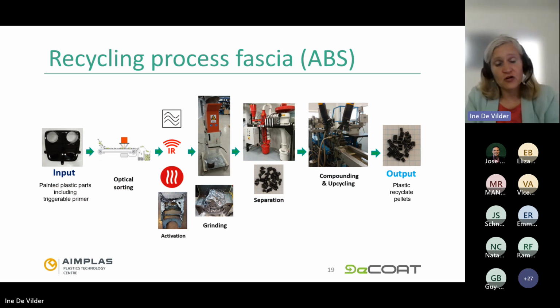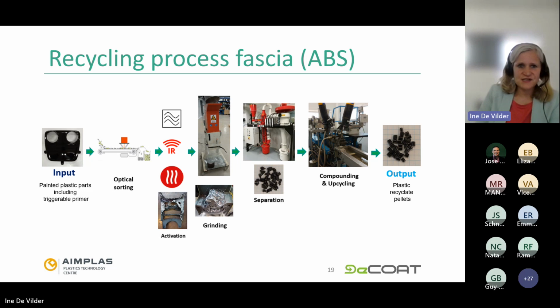Just have an overview of one of these plastics use cases. So here you see the input. It's painted plastic parts using the Indar primer. After optical sorting, we do the activation step, we grind it, we do the separation step, compounding upcycling, and then the output are these pellets, which can be used again to make novel fascias. More details will be given by Vicent in also the coming presentations.